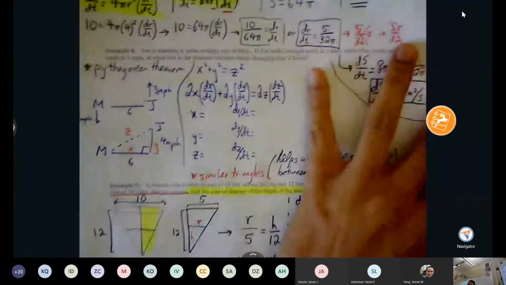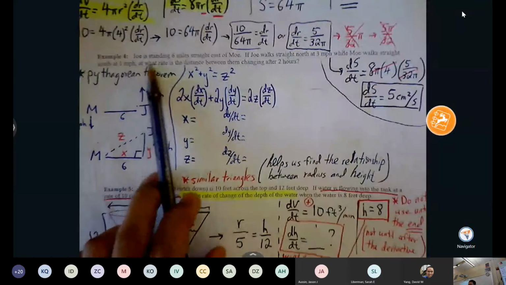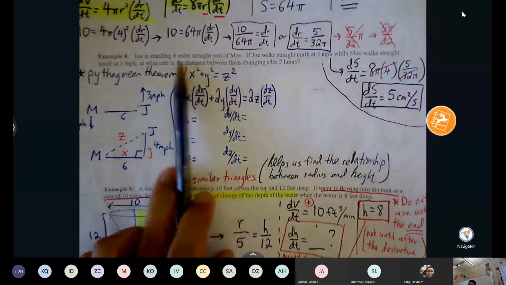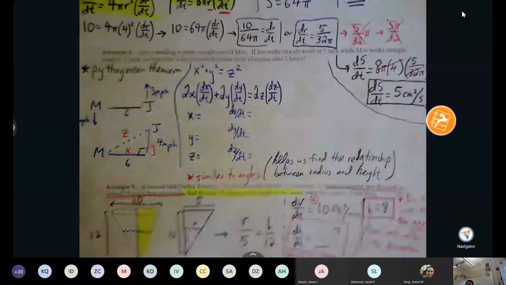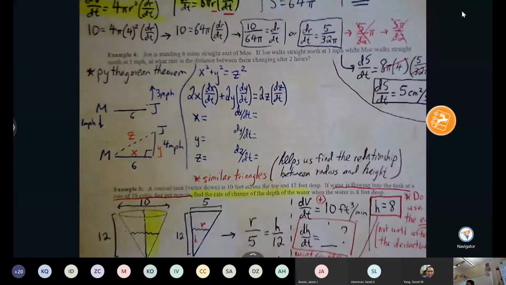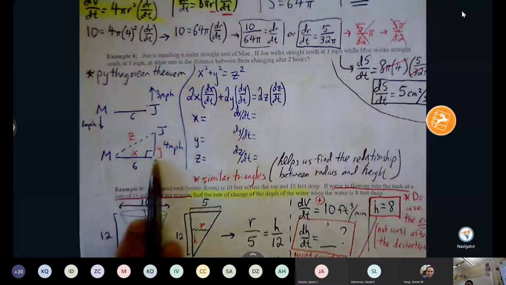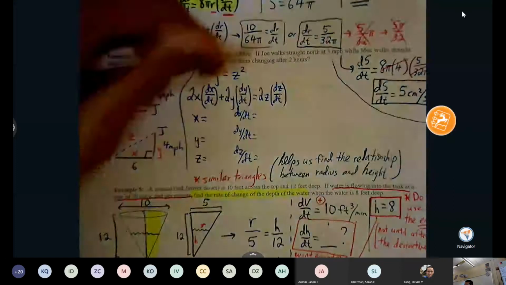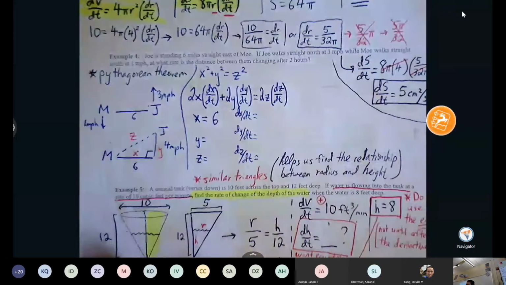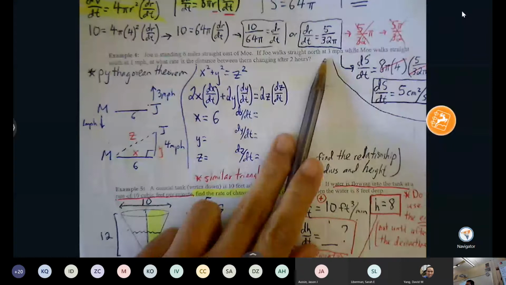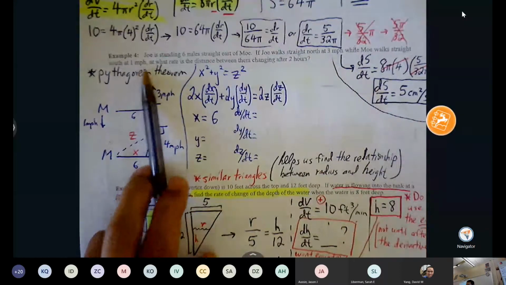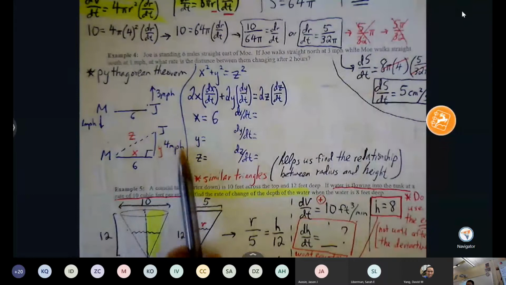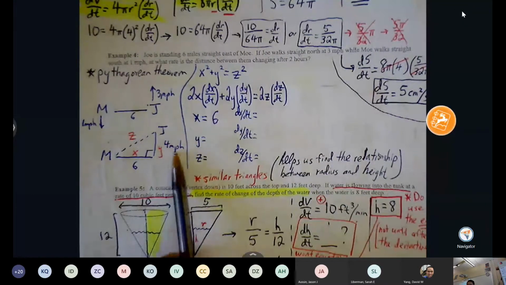Okay, let's go back to our problem here. Joe is standing 6 miles east of Mo. Where can we put that 6? That's x, right? That's that horizontal distance there. Joe walks north 3 miles per hour. Mo walks 1 mile per hour. So we combine those rates, right? So I put that here for Joe. Or we can put that 4 miles per hour.